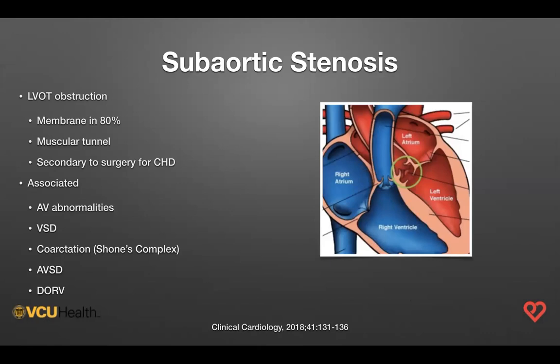So when you're looking at subaortic stenosis, there's generally 3 types. The most common that we encounter in adults is the membrane, which is 80%. And that's generally 1 to 2 millimeters below the aortic valve, not centimeters, 1 to 2 millimeters. You can also have a muscular tunnel, which is about 10 to 30 millimeters throughout the LV outflow tract.